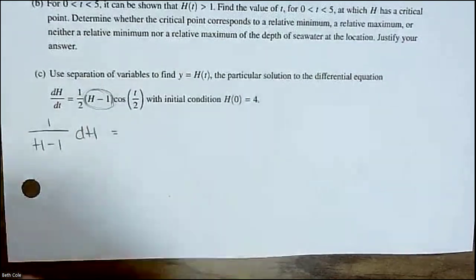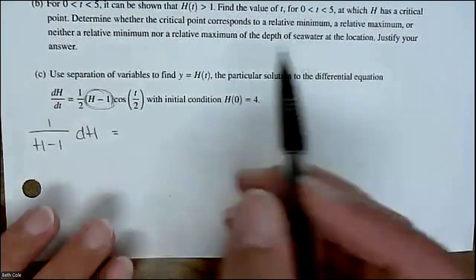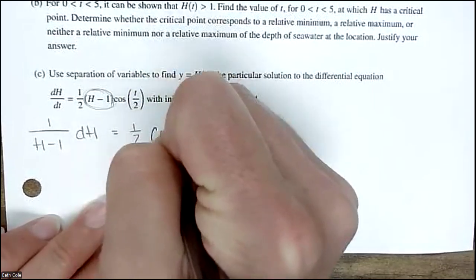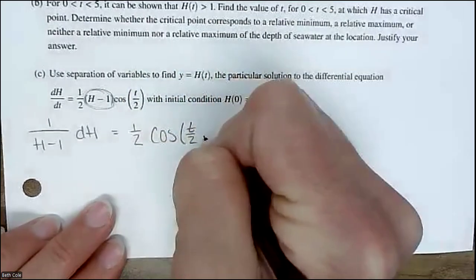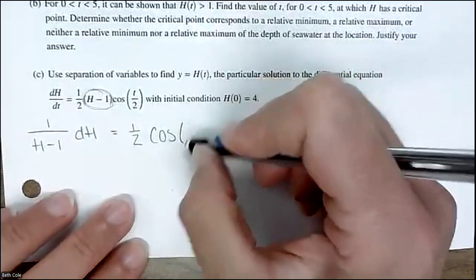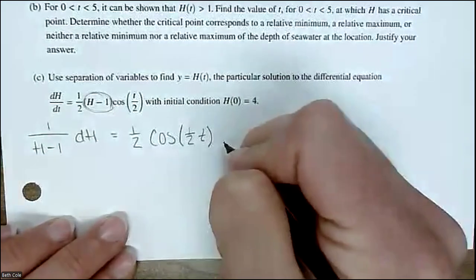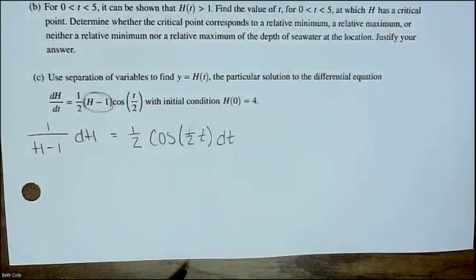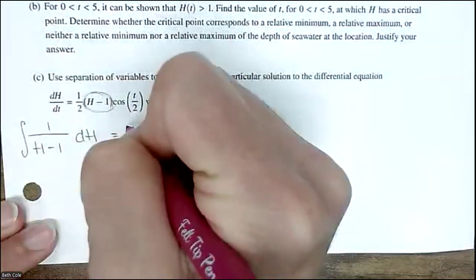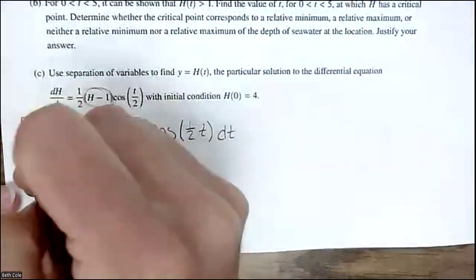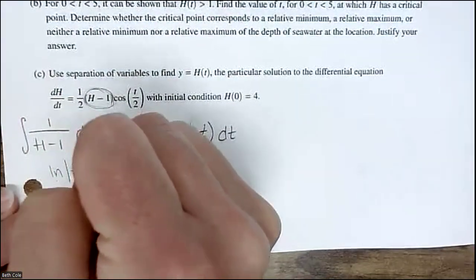So the less stuff you move over to the left, the less stuff you're going to have to move over to the right at the end. All right, so equals 1/2 and then cosine t over 2. Actually, can I write that as 1/2 t? Is that all right? Sometimes that goes better. dt. What do you think about your antiderivative for the left side? ln, good.